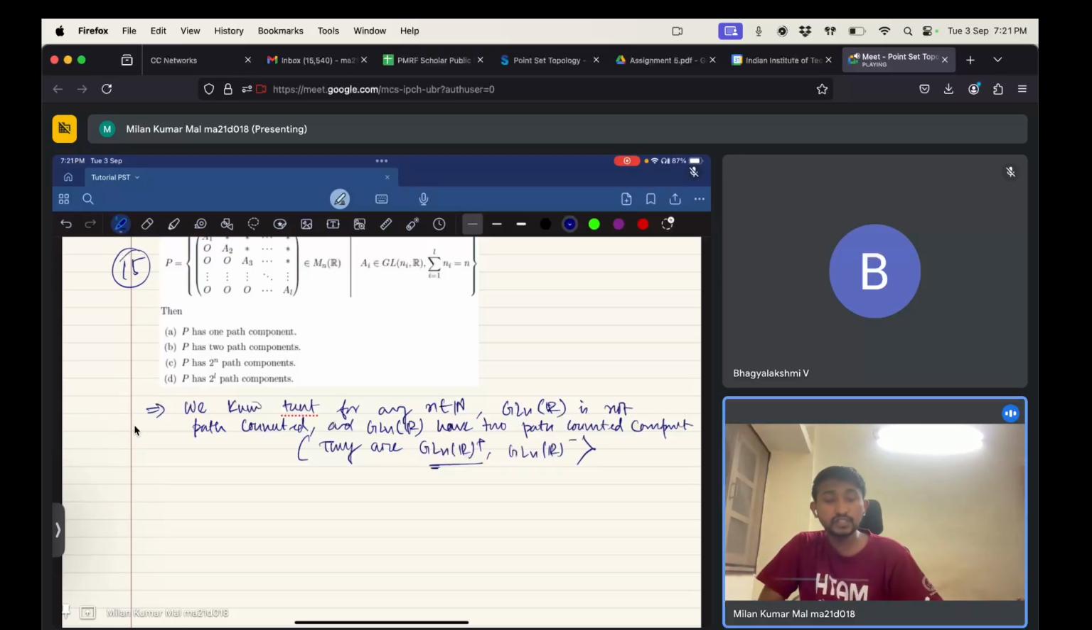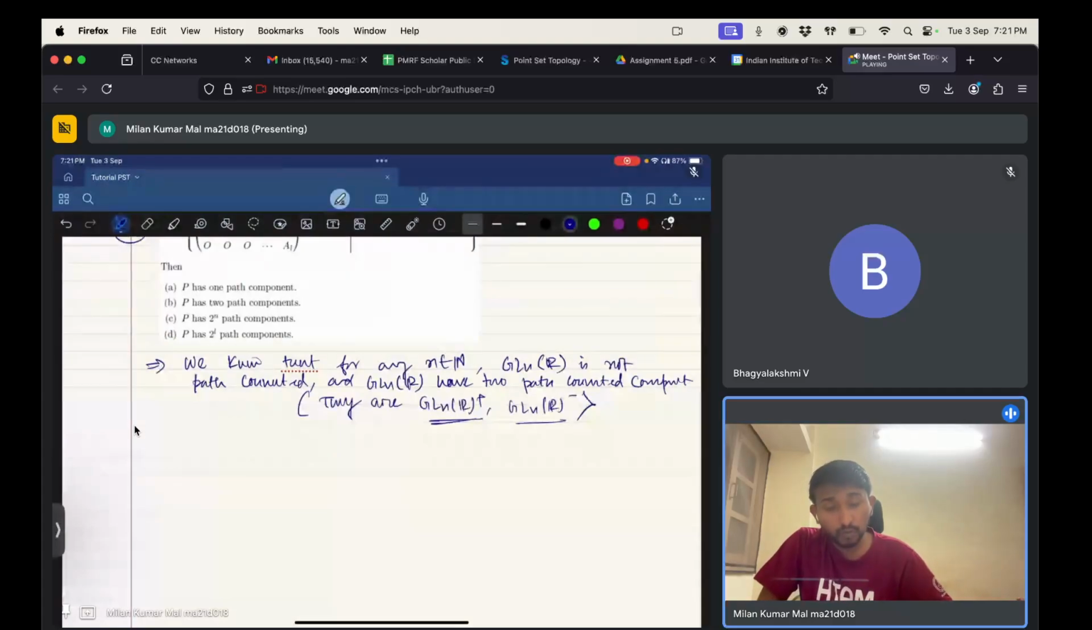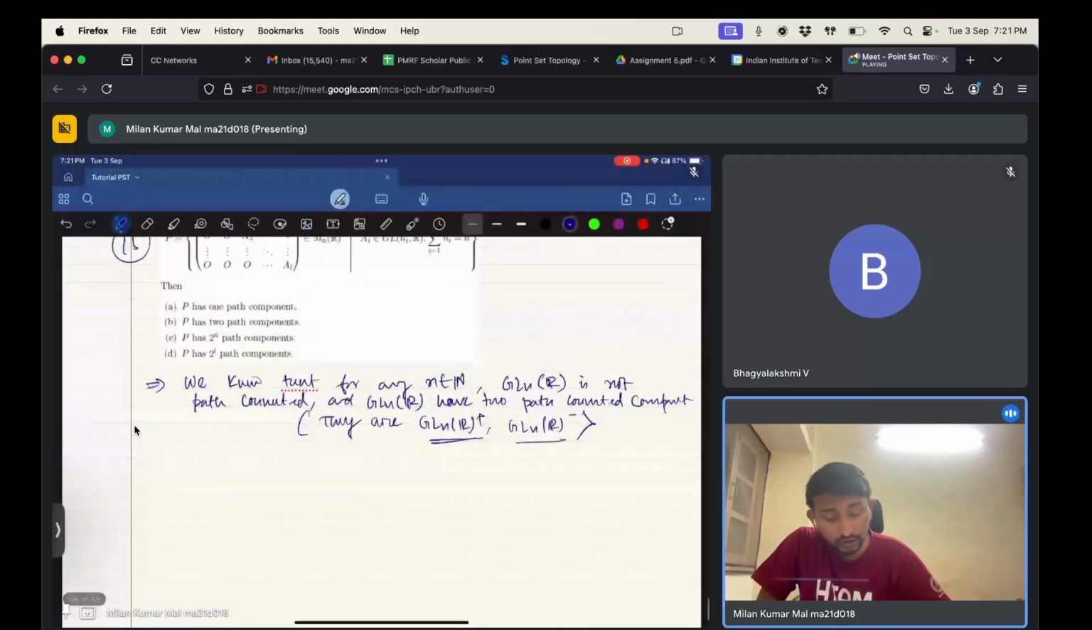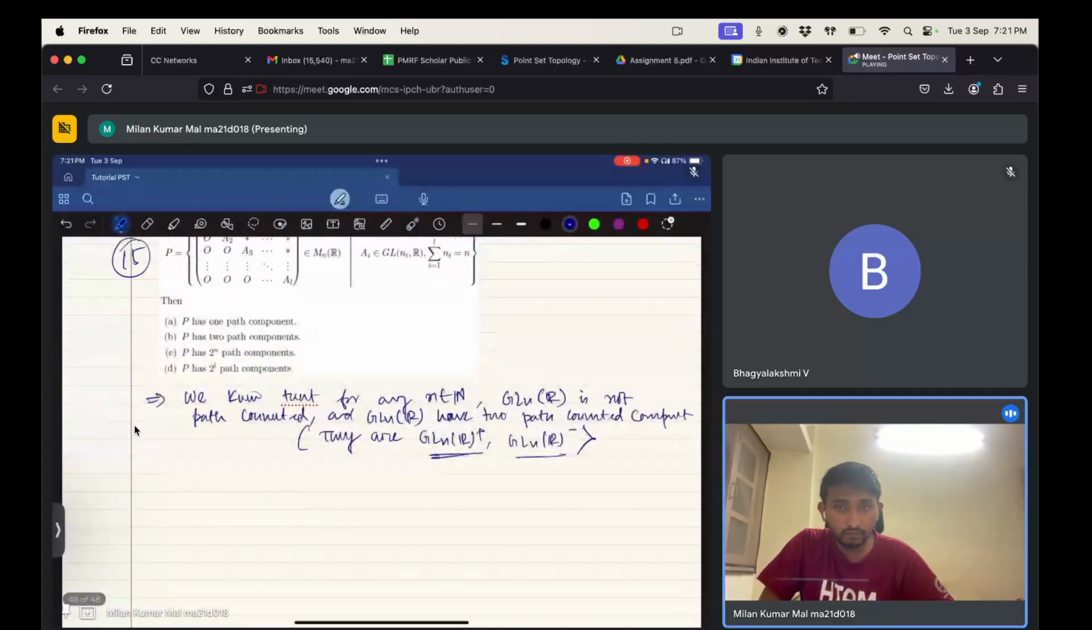GL_n(R)+ means all those elements for which the determinant is positive, and GL_n(R)- means all those elements for which the determinant is negative. GL_n(R) means all those elements for which the determinant is non-zero. So these are the two path connected components of GL_n(R), and I will use that fact, which is true for every natural number n.